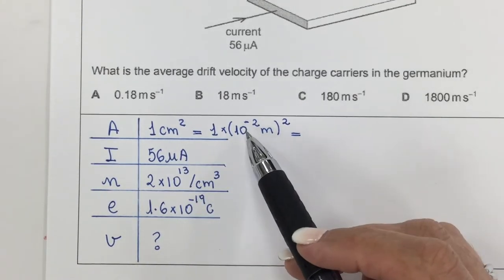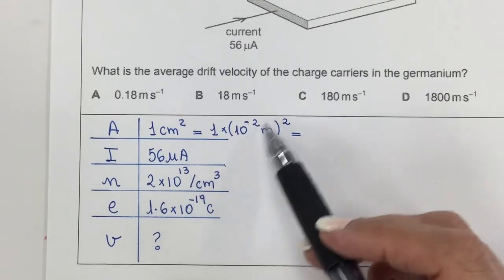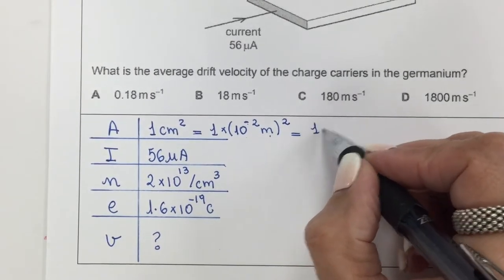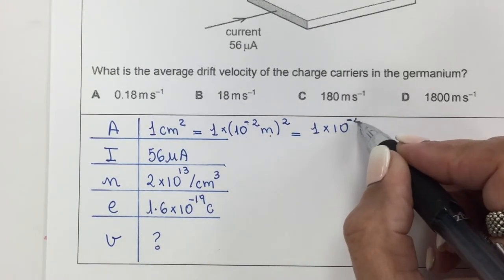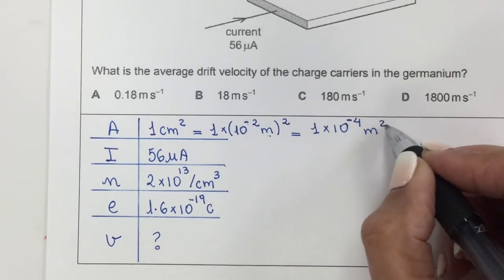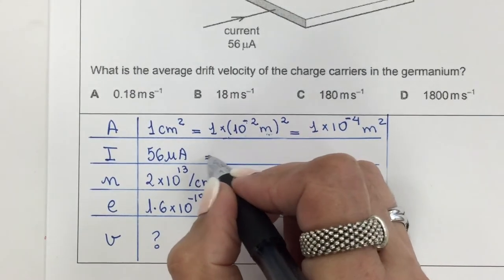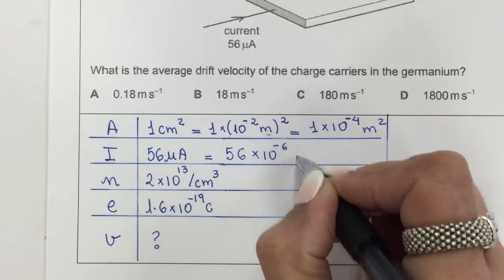So let me start with square centimeters. A centimeter is 10 to the minus 2 meter. Everything here is a square. Therefore, the result is 1 times 10 to the minus 4 meter squared. Done. 56 microamps, that's the easy one. So 56 times 10 to the minus 6 amps.